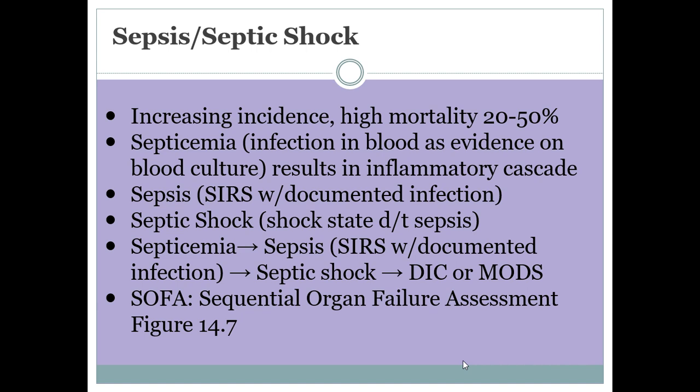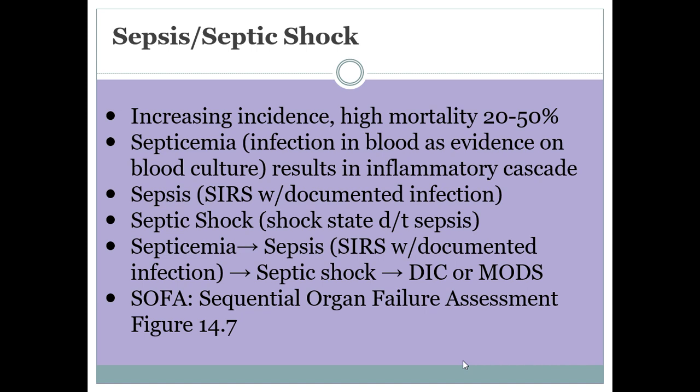You might see what's called SIRS, which is systemic inflammatory response syndrome with a documented infection. Septic shock occurs when circulatory and metabolic abnormalities are profound, greatly increasing mortality. So septic shock is a shock state due to sepsis, due to that infection. There's increasing incidence, of course; we're seeing this very often. I think hospitals too are getting more aggressive in treatment and identifying sepsis. There's definitely a high mortality rate of 20 to 50%.